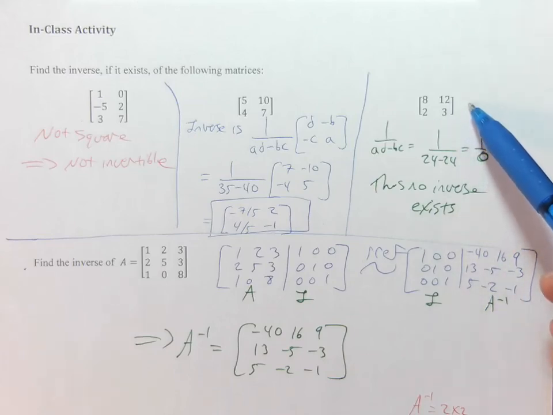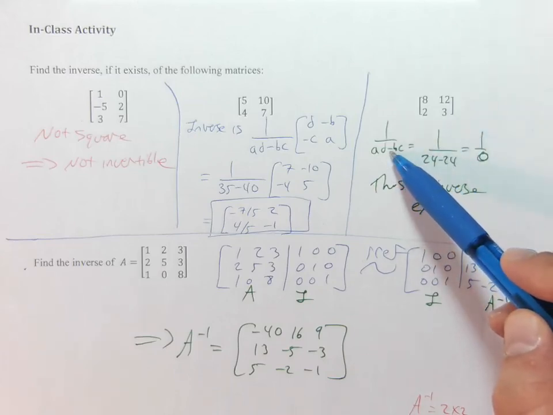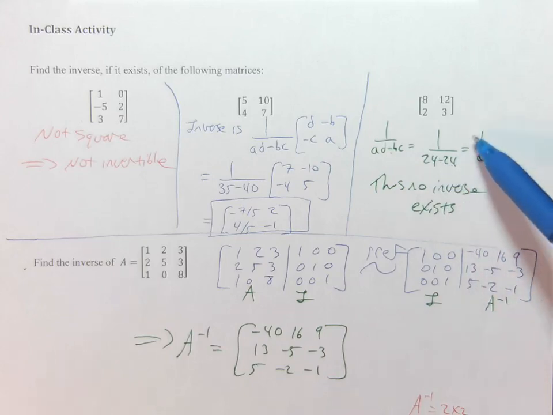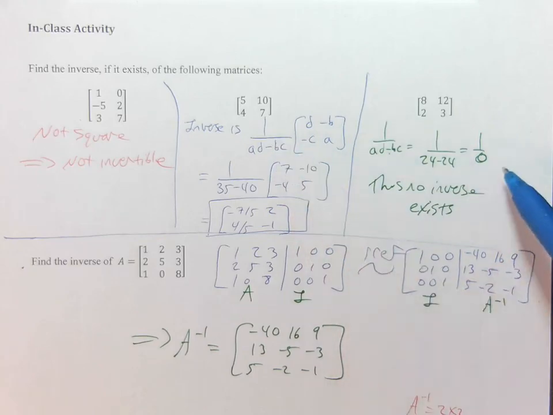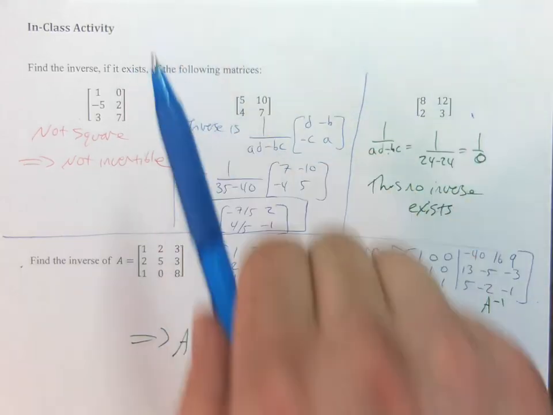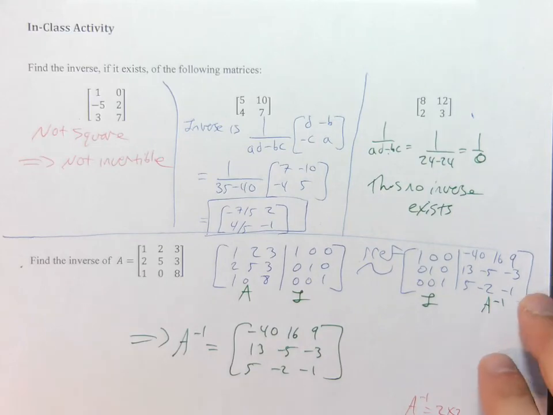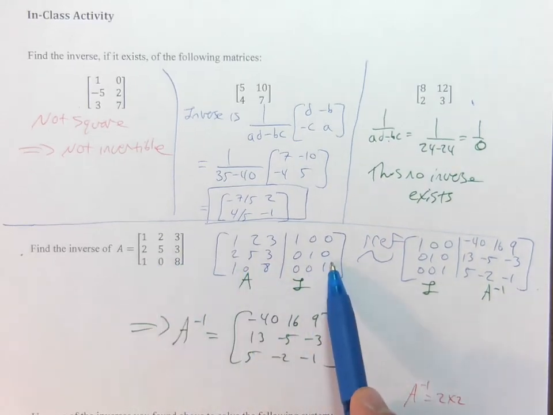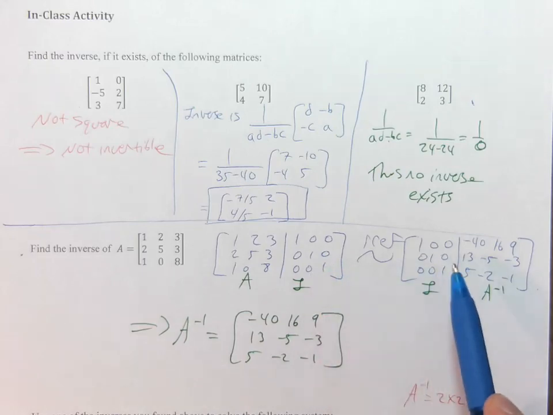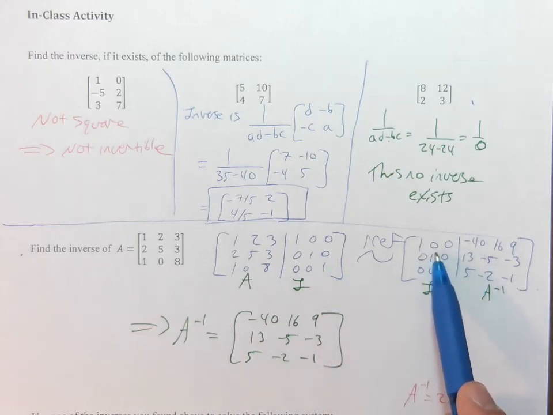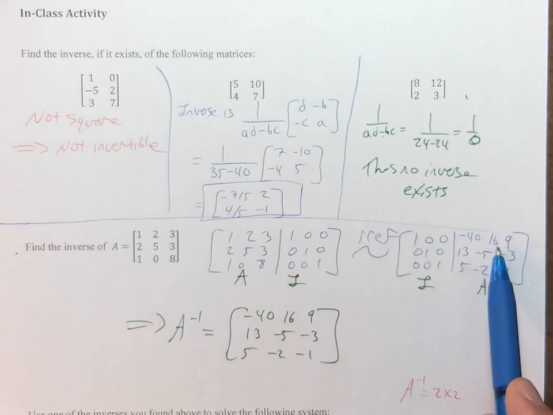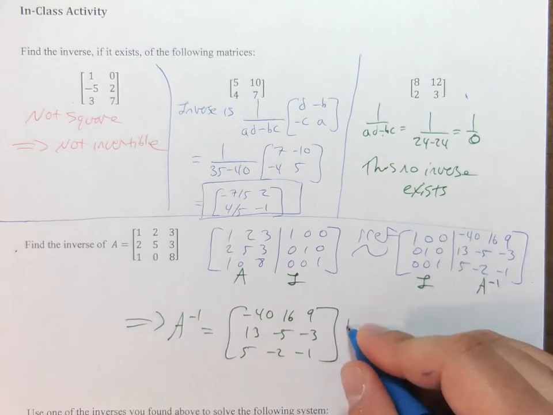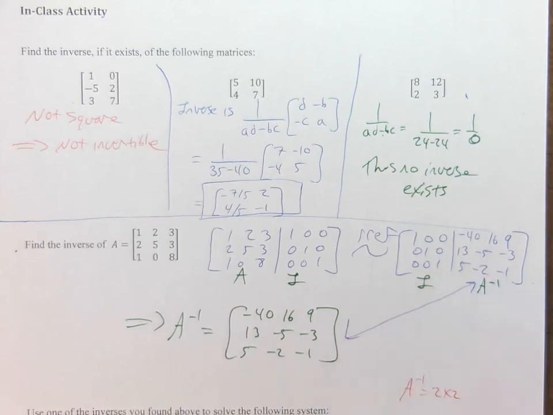This second one doesn't have an inverse because when you do 1 over AD minus BC, you end up with 1 over 24 minus 24, which is 1 over 0. And so this part of the formula is 1 over 0, and that's just showing you that there's no inverse. For the next one, you put A in a matrix with the identity matrix, just like we did on the last page, and you row reduce. This thing changed to the identity matrix, which means that this is the inverse. And so that ends up being the inverse, right? This is just this right here.